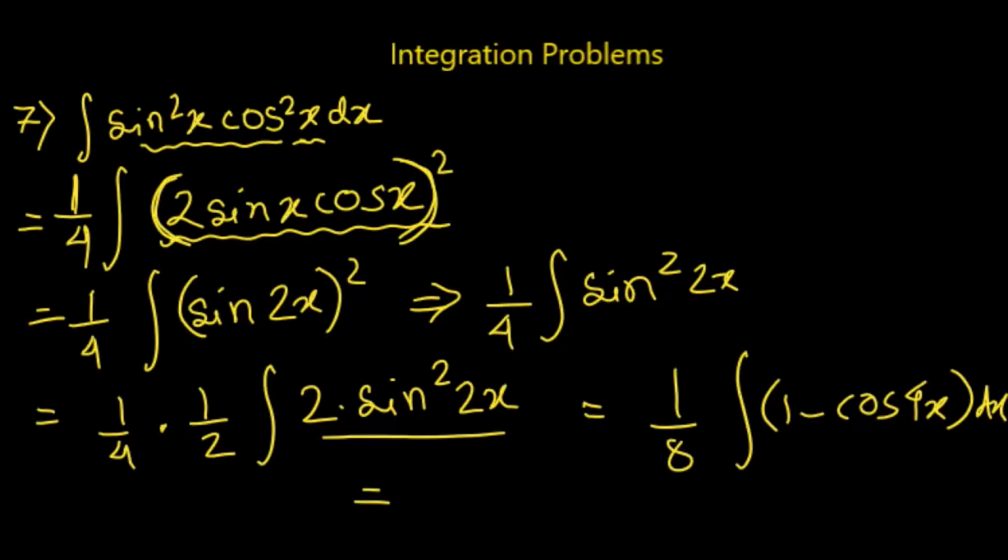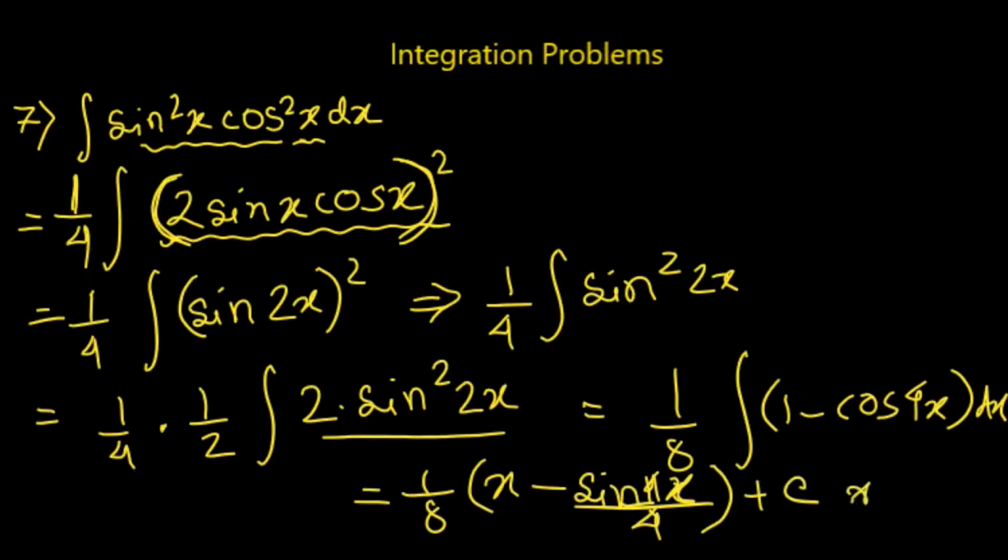So 1 by 8 into 1 dx, integration of 1 dx gives x only. So 1 by 8 gives x minus cos 4x integration. Cos 4x integration gives sin 4x. It is there in the formula list of integration, which I have already discussed in the previous video. So sin 4x by 4 obviously we have to give plus c. If you follow the steps and rearrange your given sum to trigonometric identities formula, and then accordingly solve it, it becomes very easy to solve.